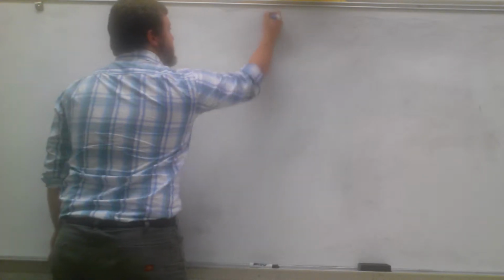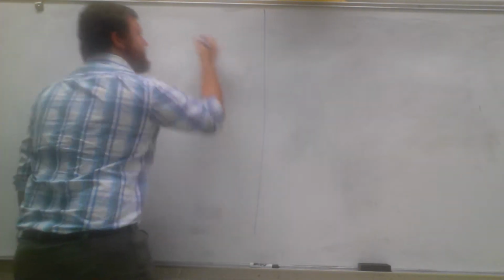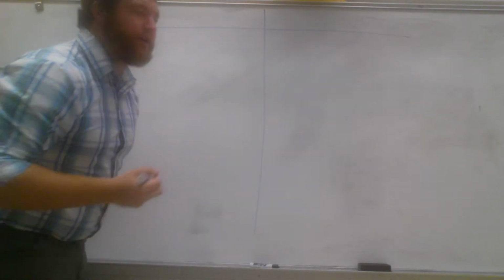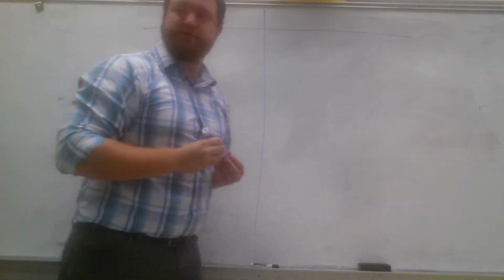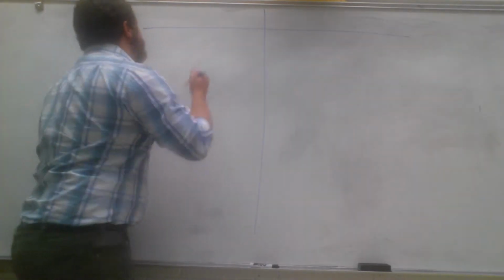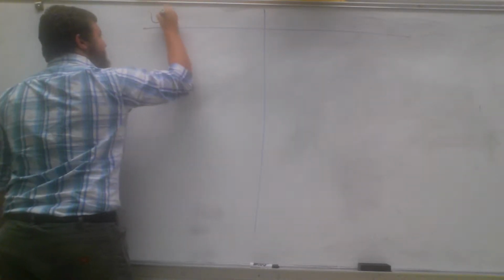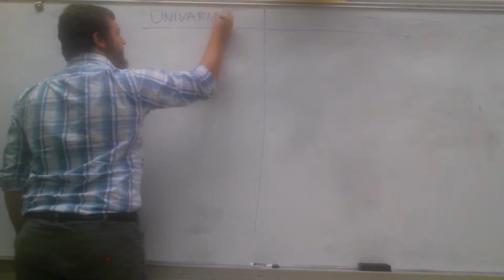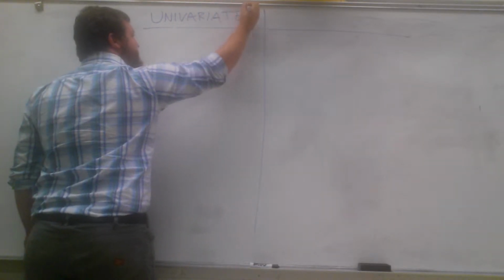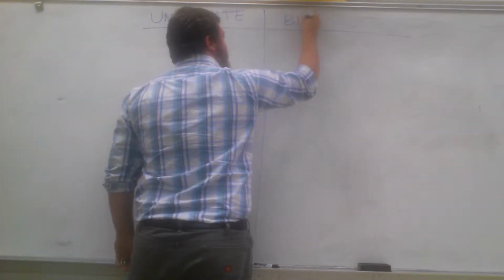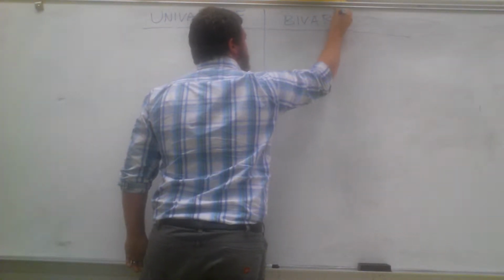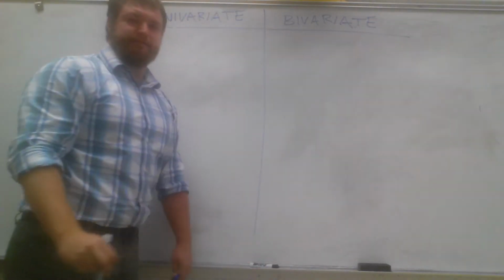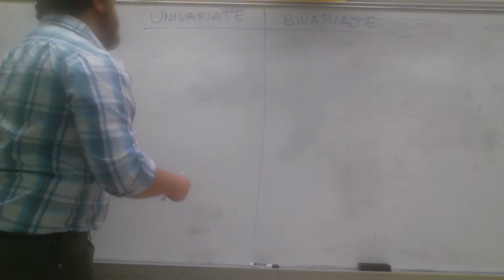Alright, you're going to make a chart, because you know I love my charts. And in your chart you're going to have, univariate, U-N-I-V-A-R-I-A-T-E, univariate, and bivariate. These are two types of data. These are the only two we're going to talk about.